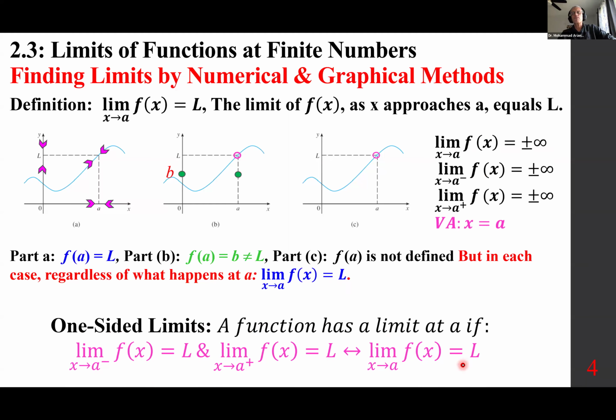And one more thing. If the limit of f of x as x approaches A, from the left or from the right, is either negative or positive infinity, then it gives rise to the definition of the vertical asymptote, which gives us x equals A.